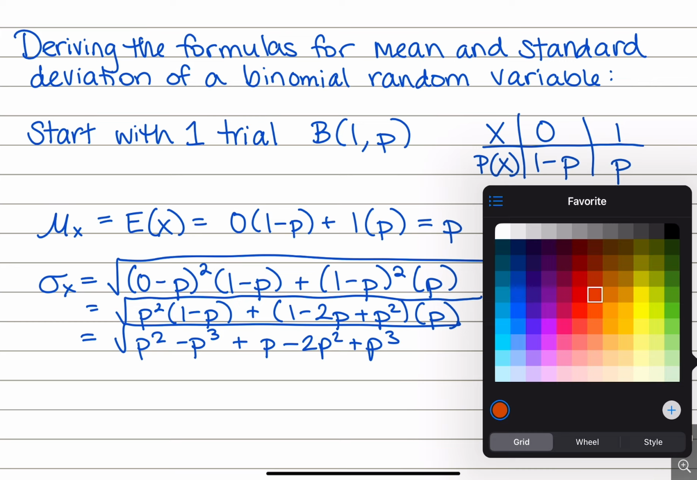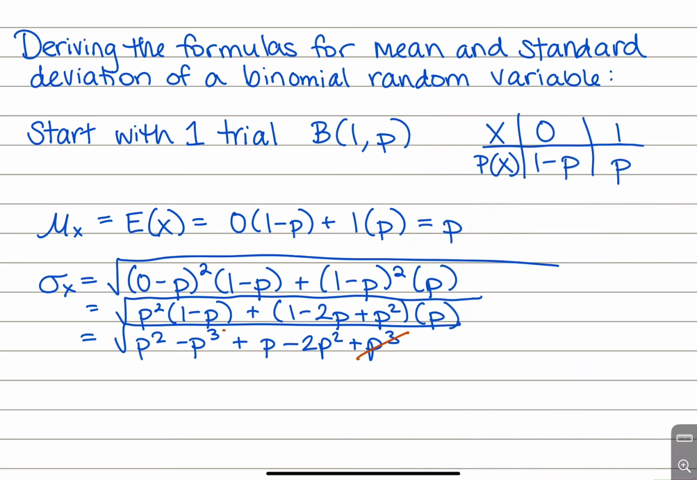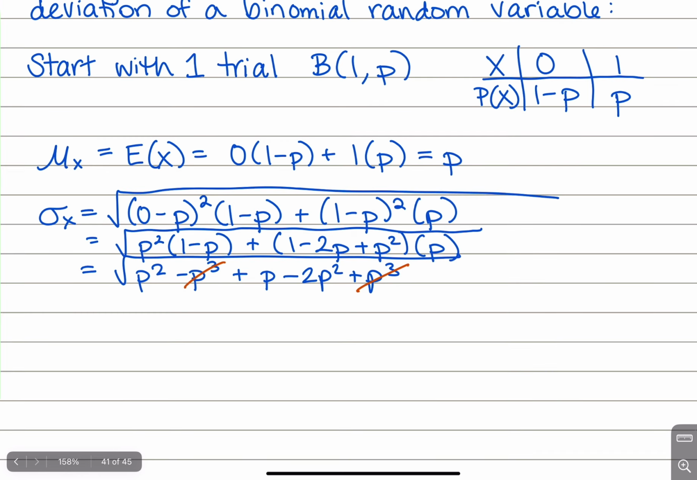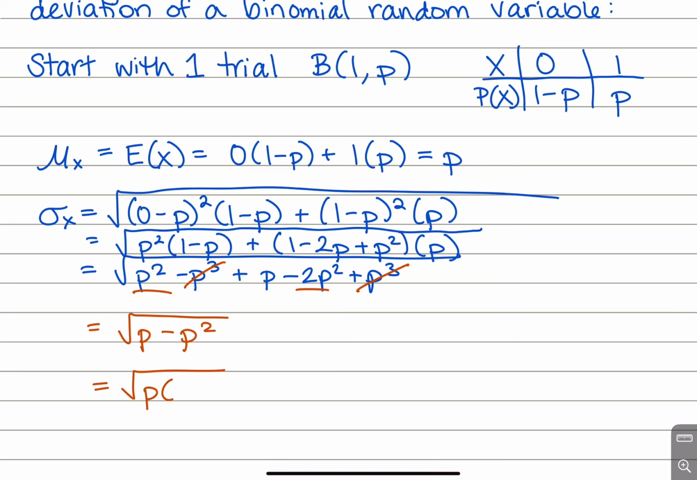Now at this point, we can simplify more because P cubed and negative P cubed cancel. And then we have some like terms. And so this becomes the square root of P minus P squared. And if we factor out a P from that, we get the square root of P times 1 minus P. So again, these are the mean and standard deviation for a binomial variable with one trial.